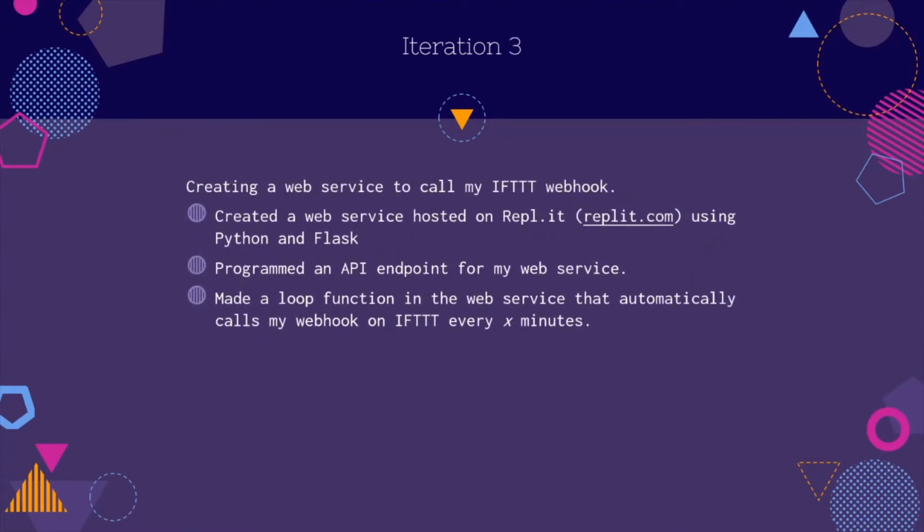So, for iteration 3, I created a web service to call my IFTTT webhook. So I created a simple web service hosted on REPL.it using Python and Flask, and I programmed an API endpoint for my web service. Then I made a loop function in the web service that would automatically call my webhook on IFTTT every X minutes.